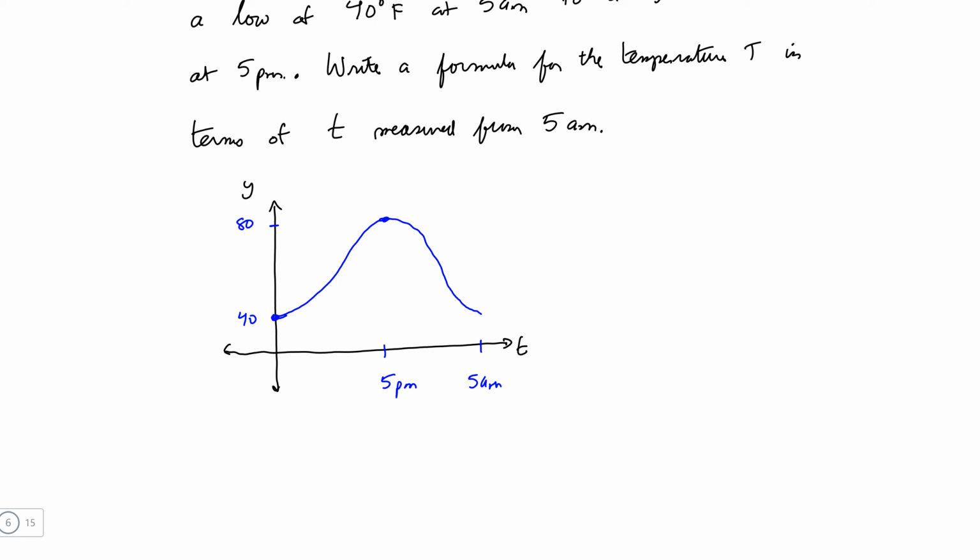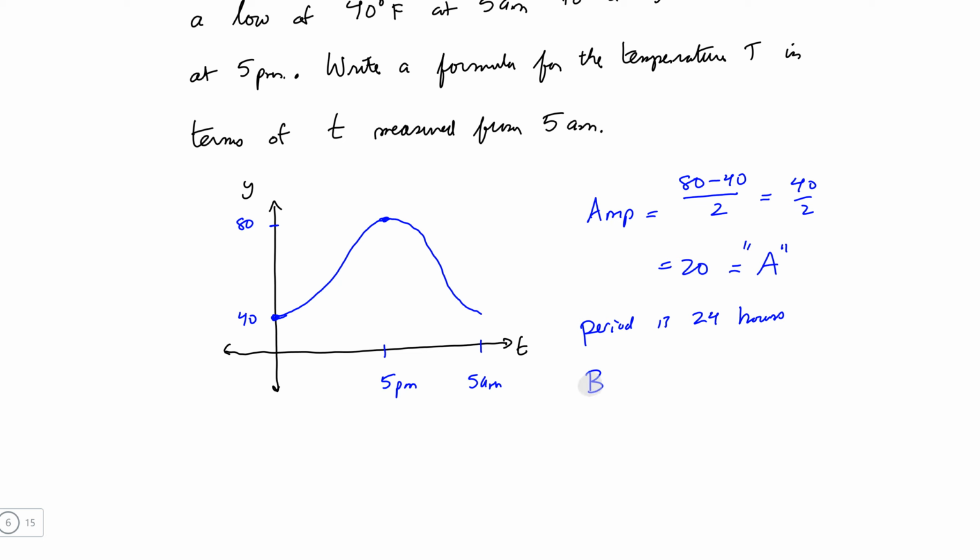So the highest point is 80. The lowest point is 40, so our amplitude is 80 minus 40 over 2. So this is 40 over 2, so this has an amplitude of 20. And now notice our period is 24 hours. Right, so we start at 5 a.m., we go up to 5 p.m., that's 12 hours, and then another 12 hours to get back to 5 a.m. So this is my A if I'm doing a graph like above.